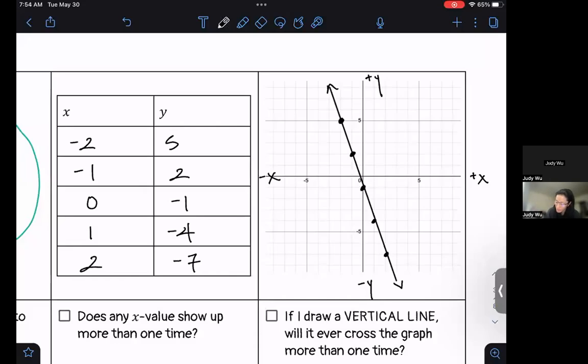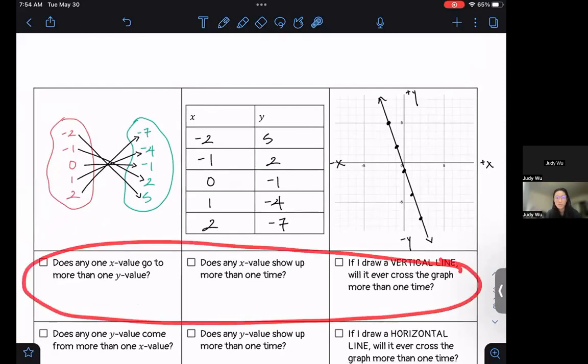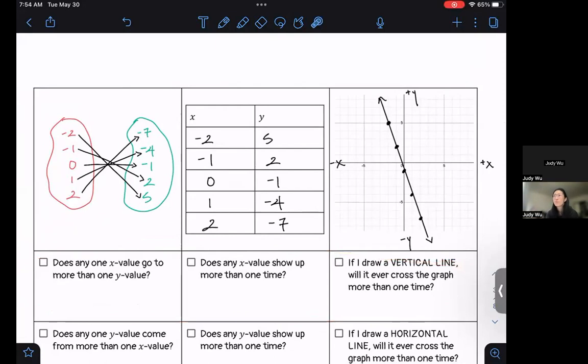All right, so now we have our three representations, and we're going to answer these three questions. The reason I wrote three separate questions is that each representation has almost a different way of looking at it to help us find out whether or not it's a function. Is it just a relation, or is it what we call a function?